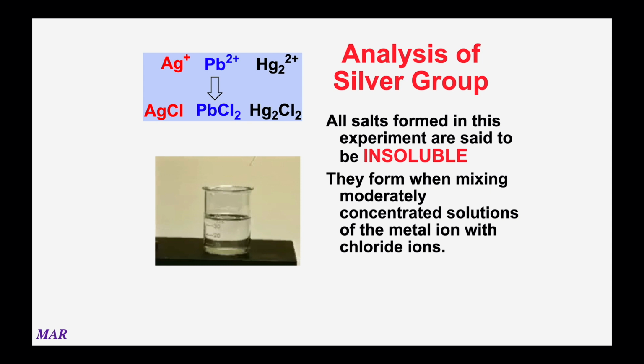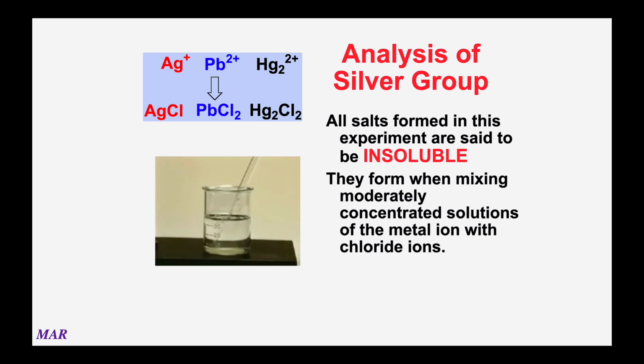There's a lot of interesting science behind the Hg2 2+ ion. We're not going to talk too much about it here, but just realize it is one of the different things. Anyway, all of these ions, when added to a chloride source, are said to be insoluble. They make solid precipitates relatively readily. They happen pretty fast. It doesn't take too much of any of these things to make the ions, and this can be useful if you want to separate the silver group from other ions.